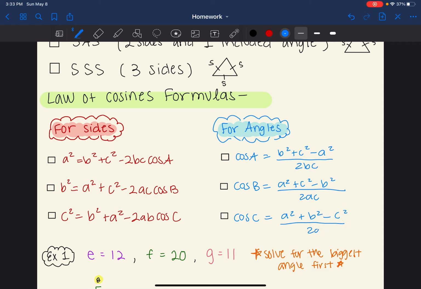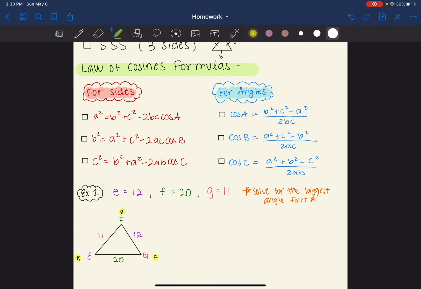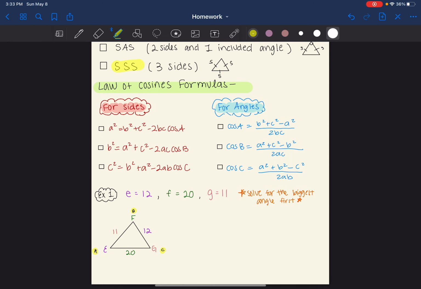Now that we know the formulas, we can apply them to solve our first problem. It's always important to keep in mind what given information you have. So for the first problem, we have 3 sides, which means that we have a side side side triangle. And it's always important to solve for the biggest angle first.